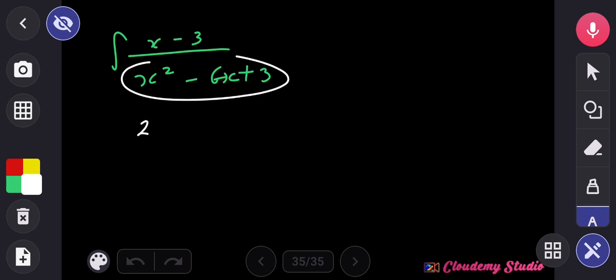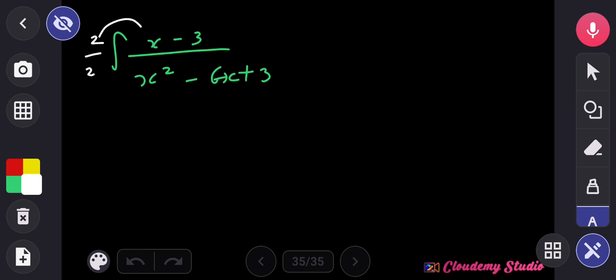So let us take, for example, you are asked to integrate x minus 3 divided by x squared minus 6x plus 3. What are you going to do? You know that if you differentiate the denominator, you are going to have 2x minus 6. Now, what you are looking for is x minus 3. We cannot get it directly. What can we multiply with this that is going to give us this? We can just use 2, which means we multiply by 2 divided by 2.